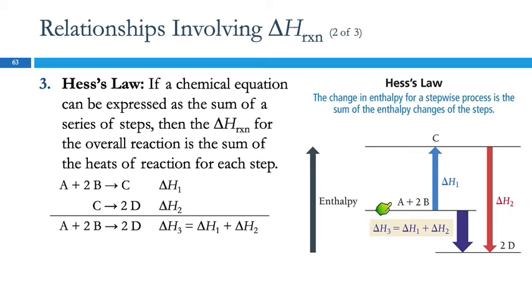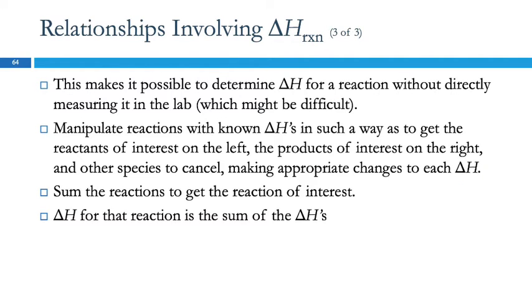The idea here, we're looking at A plus 2B goes to D. We're trying to find this purple arrow. We don't know what that is. But from other experiments, we know that if you go from A and 2B up to C, we're going to go up this much, and then from C to 2D, we're going to go down that much, right? So that's positive and this is negative, and we add them together, we're going to get the purple one, okay? So we can find delta H for reactions that are really hard to measure in the lab.